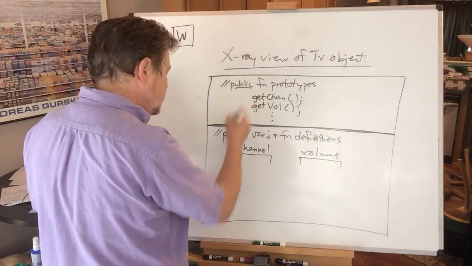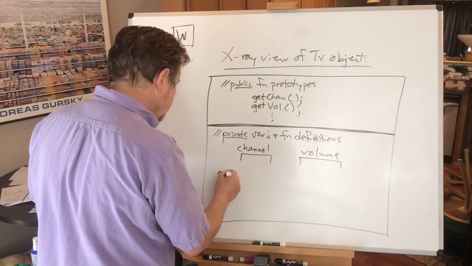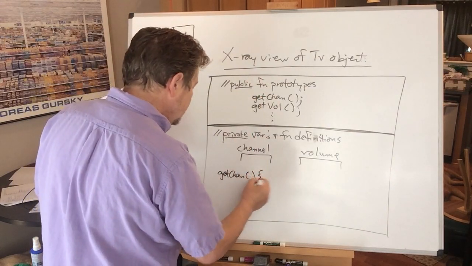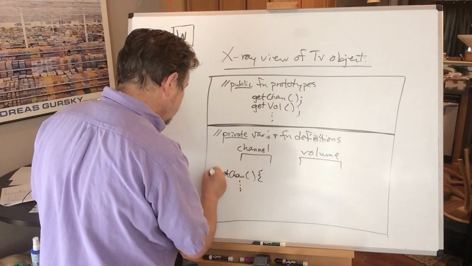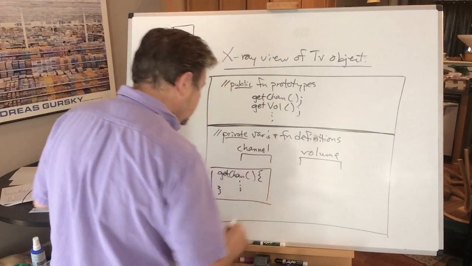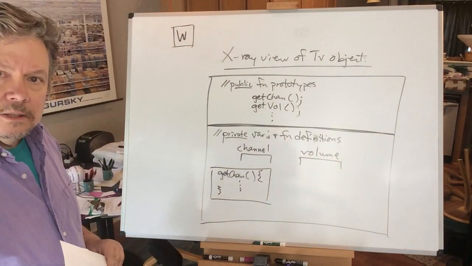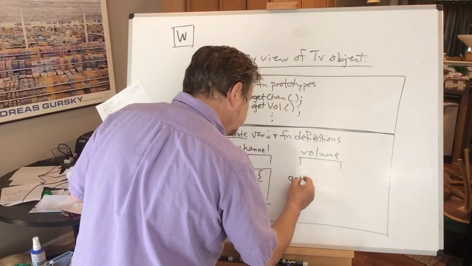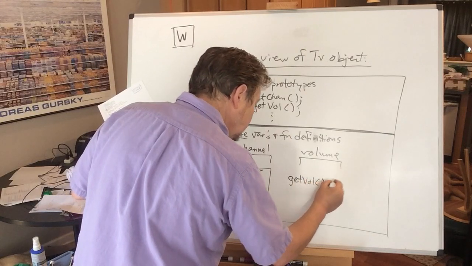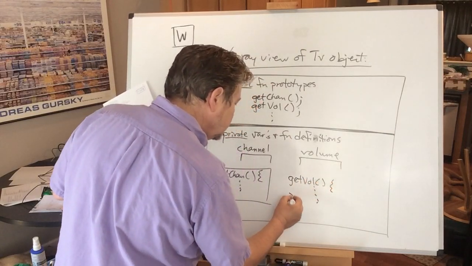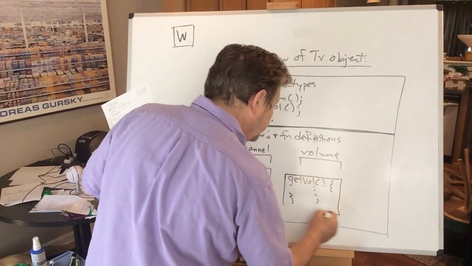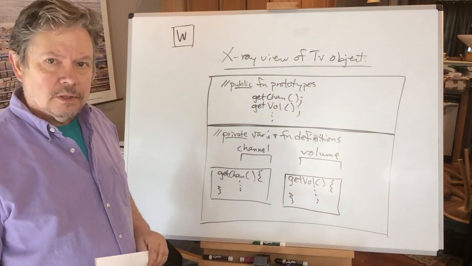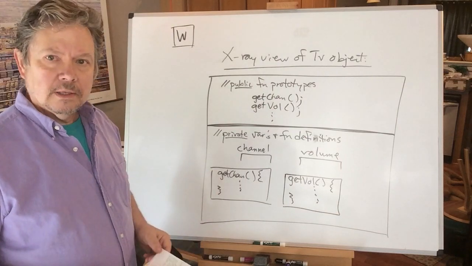Well, we got the actual code for the get channel function. I'm not going to write that either. But that's going to be get channel and whatever parameters, if there are any. Open curly bracket, all the lines of code, yada, yada, yada. That's a private thing inside the TV object. The get volume function. Open curly bracket, do what you got to do, close curly bracket. The implementation lines of the functions, those are all private.